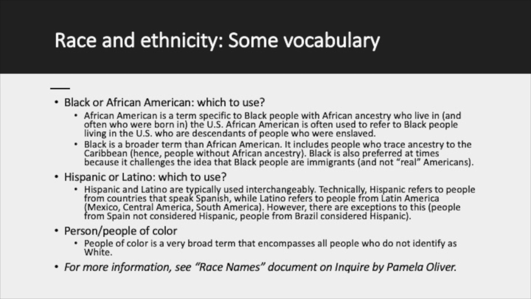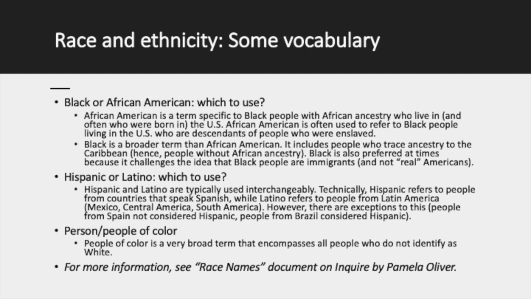Now, person or people of color, or POC for short, has become a common way to describe essentially people who do not identify as white. People of color is a very broad term. It encompasses all people who do not identify as white. There's actually a bit of, I would say, controversy or disagreement in the usage of this term, or the usage of non-white as a term, because it is describing what somebody is not.